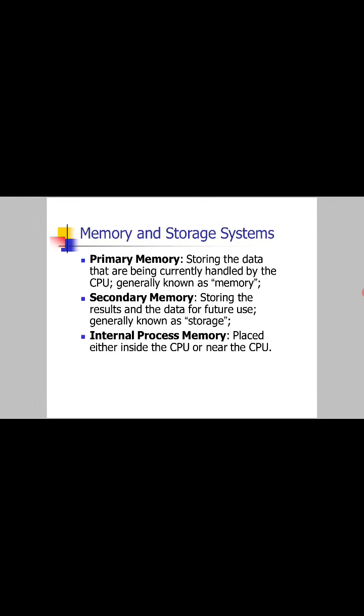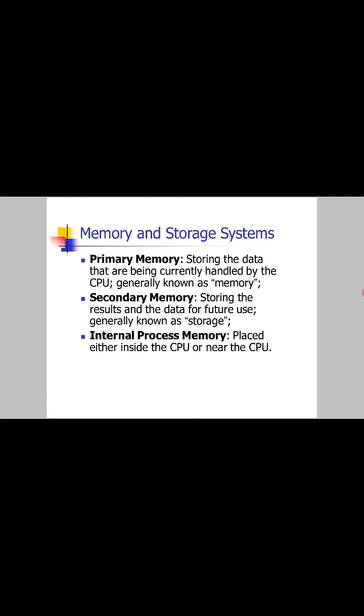So coming to memories. What is a memory, or computer memory? Memory is used to store all the instructions, programs, data and information. There are many types of memories, but mainly they are divided into three types: primary memory, secondary memory and internal process memory.